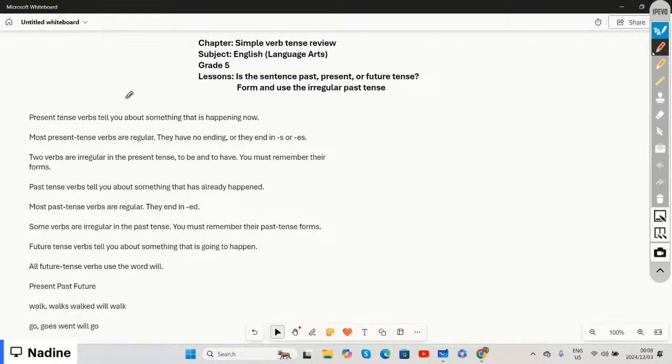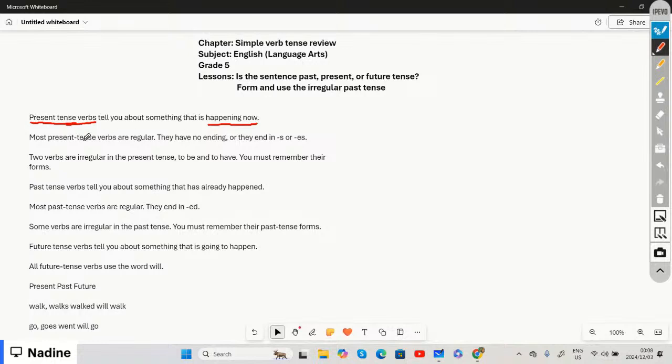When it comes to the present tense, our present tense verbs tell you about something that is happening now. So the action that is taking place now. Literally everything that you're doing now tells us that it is the present tense. It's the action that you're doing now.